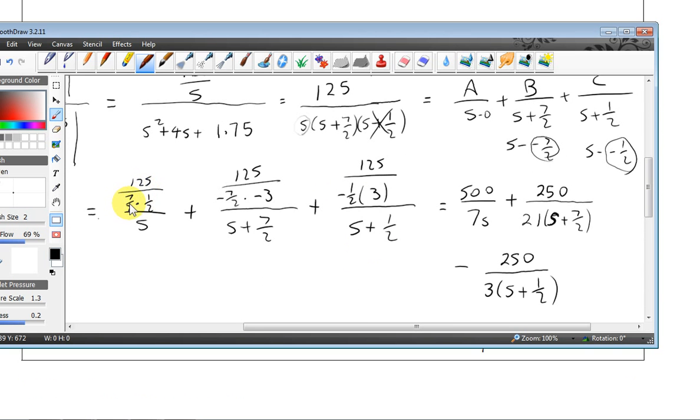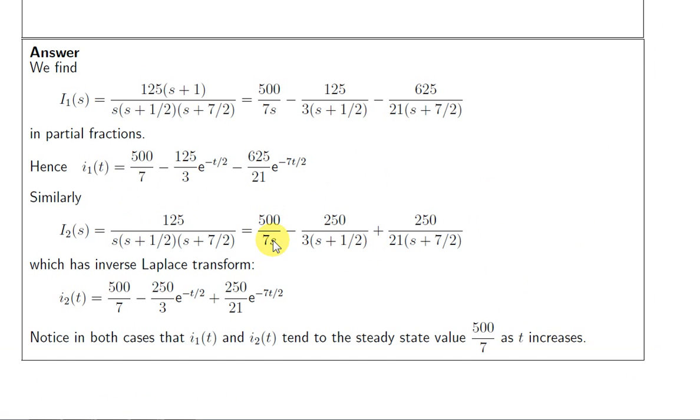So to get back to this one here, we could take the fraction that's on top, multiply above and below by 4. 4 times 125 is 500, and we've 7 underneath, so then we multiply above and below by 7 and we get this here. As for this one, we multiplied this fraction on top above and below by 2, so we have 250 over plus 21, and we take the 21 into the s plus 7 halves. Here we multiply above and below by 2, so we have 250 over minus 3. We can write it like this.